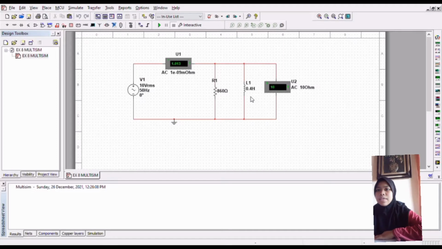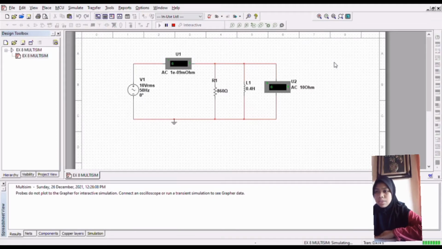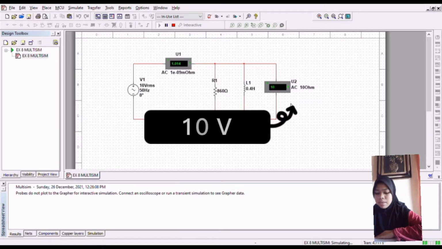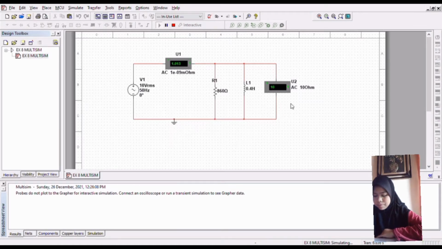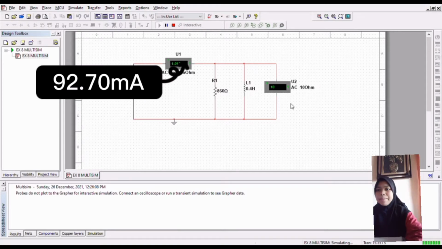When we run this circuit, we will get the voltmeter shows the value is 10 volt, and the value for the ammeter is 92.7 milliampere.